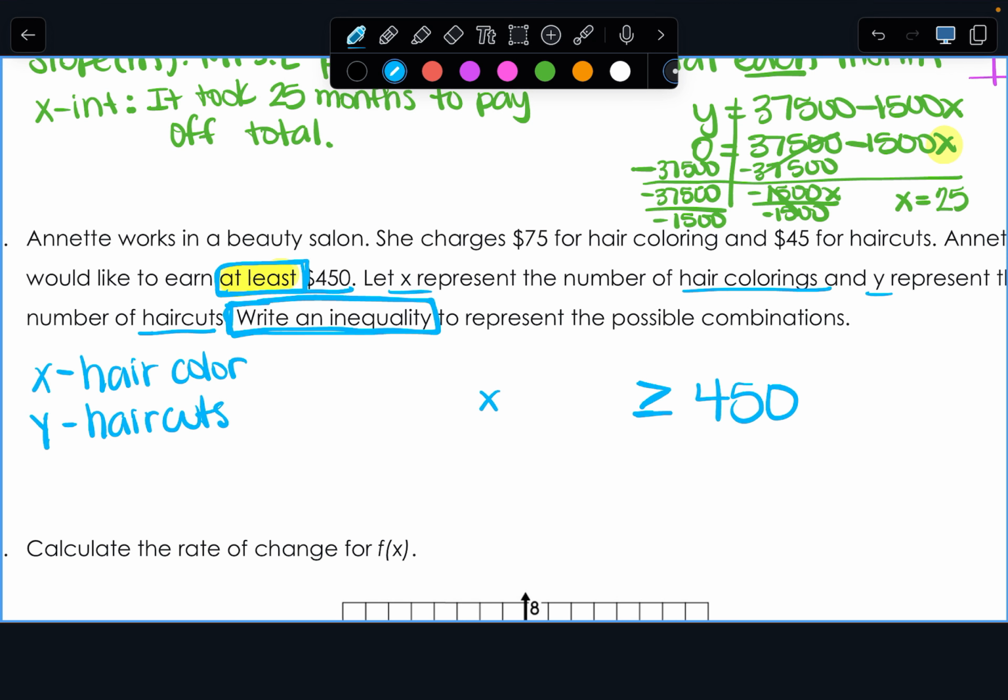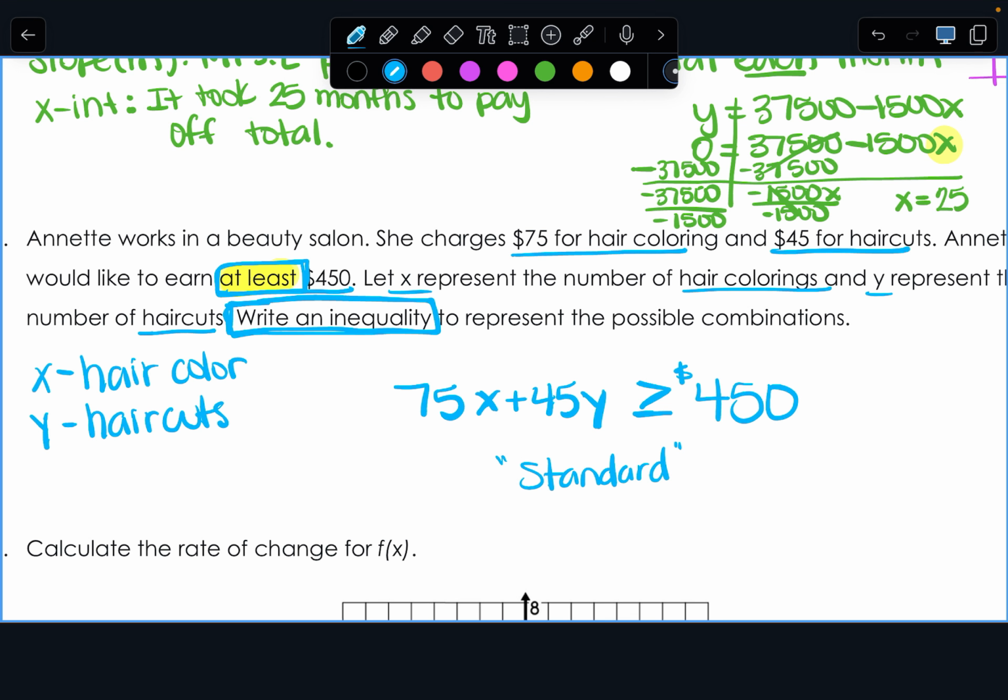Now, we're doing hair colorings and haircuts. So we want to add up everything that we get, and we want whatever we get to be more or equal to 450. Now, 450 is some kind of amount, some quantity. So I need to attach a price to X and Y. What price can I attach to a hair color? 75 for hair coloring. And what about haircuts? 45. So we have just written this in what form? Standard form.